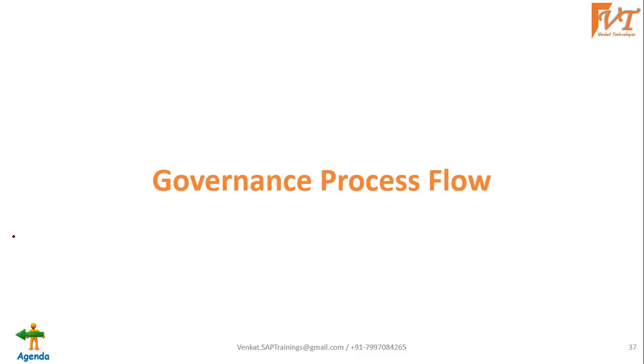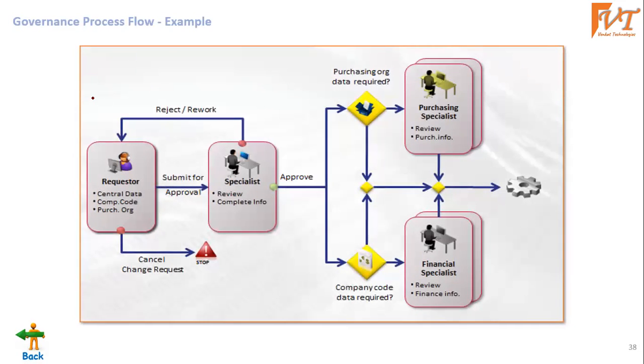Okay. Now, moving on to the governance process flow. We had seen the governance process in the system. It was only one level we had seen, but generally it can be multiple levels. Let's take a scenario. We have a requester. Here the requester is nothing but the person who initiates the governance process.